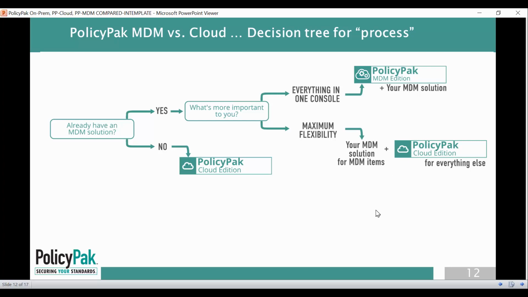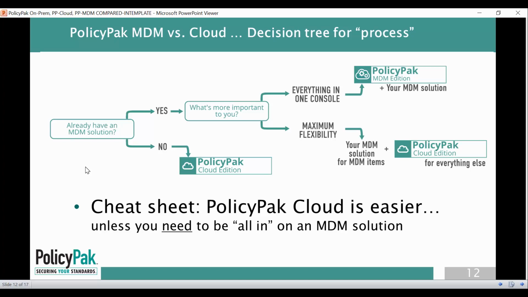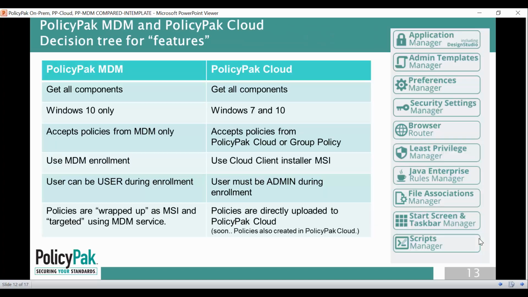There's no right or wrong way to do it. There's just which way do you like it? Do you want maximum flexibility or everything in one console? Okay. Then here's the cheat sheet. If you're still on the fence, PolicyPak Cloud is definitely easier unless you need to be all in with an MDM solution. In fact, let's continue down that road and let's explain a couple more things about the decision tree here.